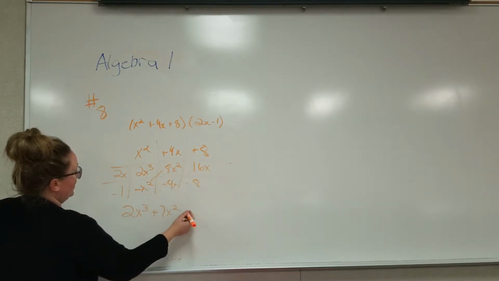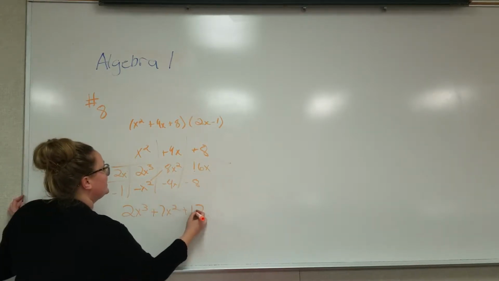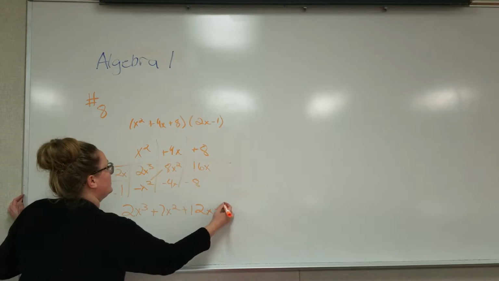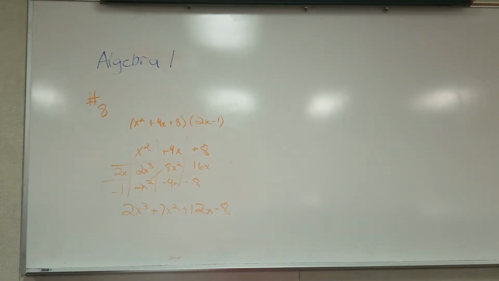16x minus 4x is a positive. 16 minus 4 is 12x. And then the minus 8 goes last. All right? Draw one of those boxes if you need to. It's a simple way to do these problems.